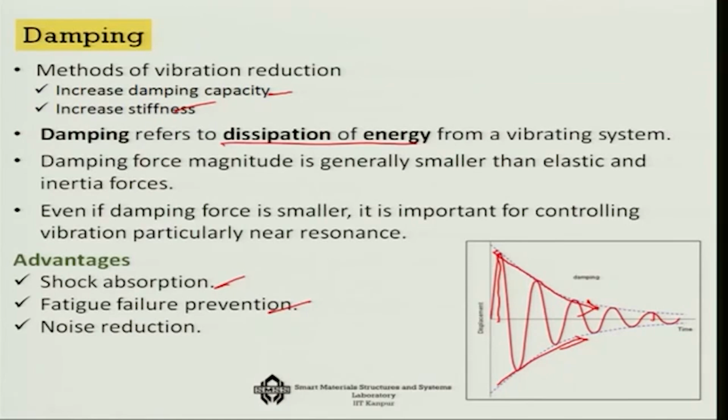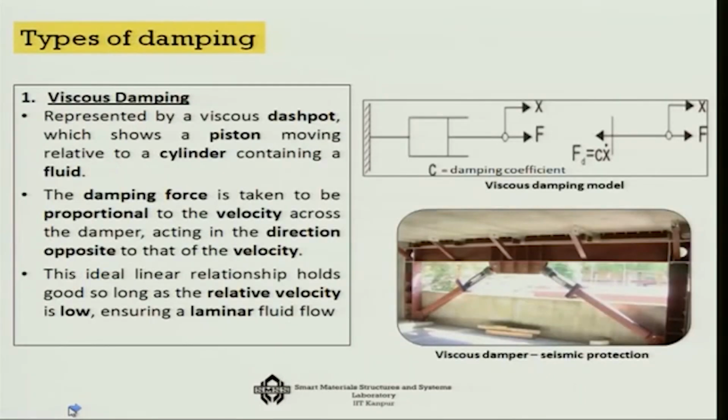So, there are various ways in which we can quantify the damping. Now, there are two important types of damping. One is called the viscous damping, as in seismic protection, or in any door, where the door closer is actually a dashpot. This dashpot has a piston and cylinder combination, and the damping force here is considered to be proportional to the velocity across the damper and acting in the direction opposite to that of the velocity.